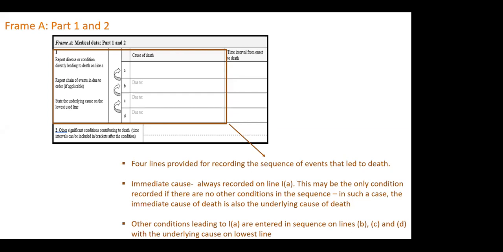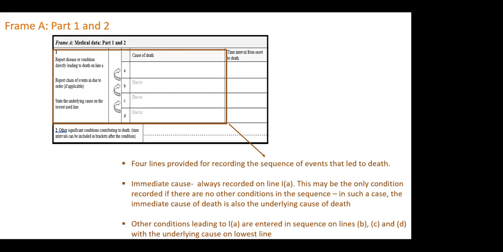Then the other conditions leading to death are entered in a sequence on lines B, C, and D, with the underlying cause of death on the lowest line. So if you fill one line, as I've just explained, say you fill only line A, your line A will be both the immediate cause of death and the underlying cause of death. If you fill line A and line B, your line A is the immediate cause of death, your underlying cause of death becomes line B. So the lowest filled line always becomes your underlying cause of death.